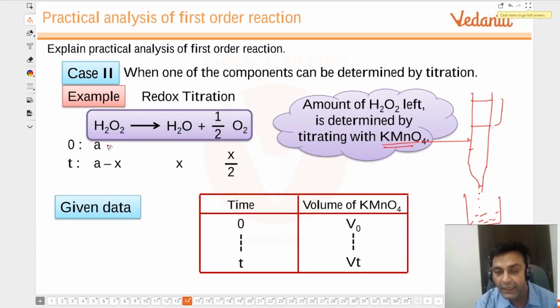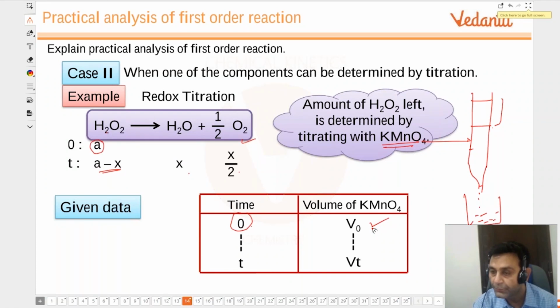So initially I have A and oxygen is 0. After time T, A minus X remains, oxygen left is X by 2 and H2 is X. Is that clear? So at time 0, when time is 0, only H2O2 is there, and we have V naught value, right?